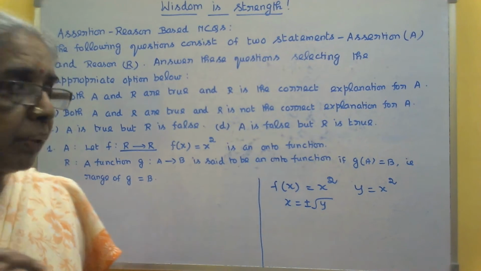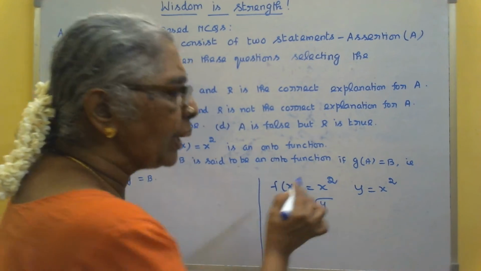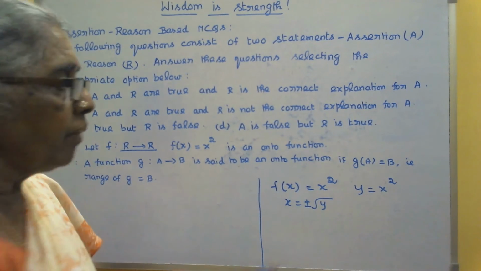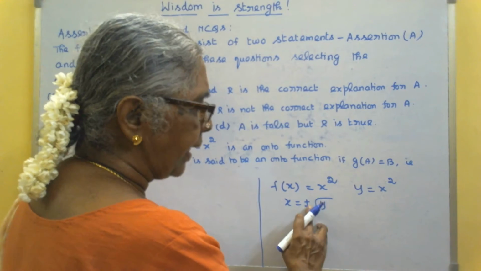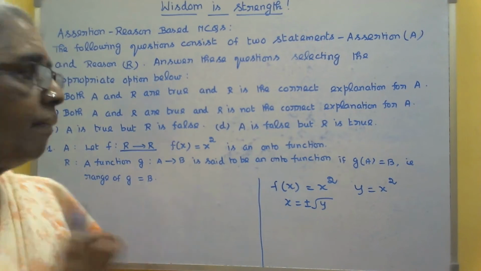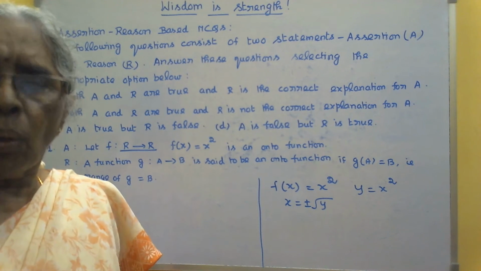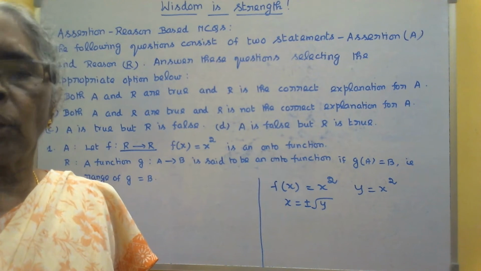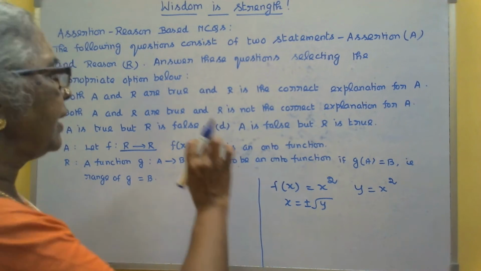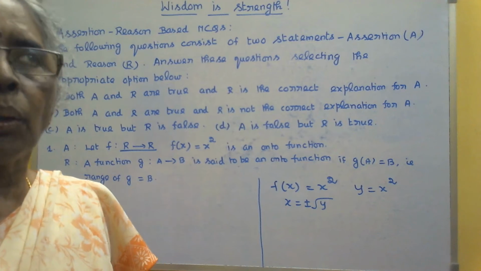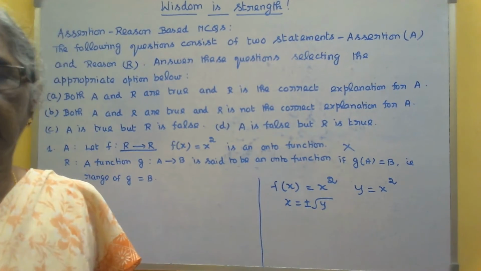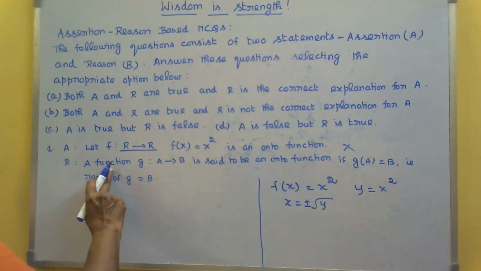Now you should know, for any negative value of y, whether it is an integer or a fraction, you have a root there, so the x will be only a complex number, which will not be a real number. So you will not get a pre-image in your domain for negative values of y. So definitely f of x is not an onto function. Okay, so this is wrong. This is false. Now let us move on to the reason.